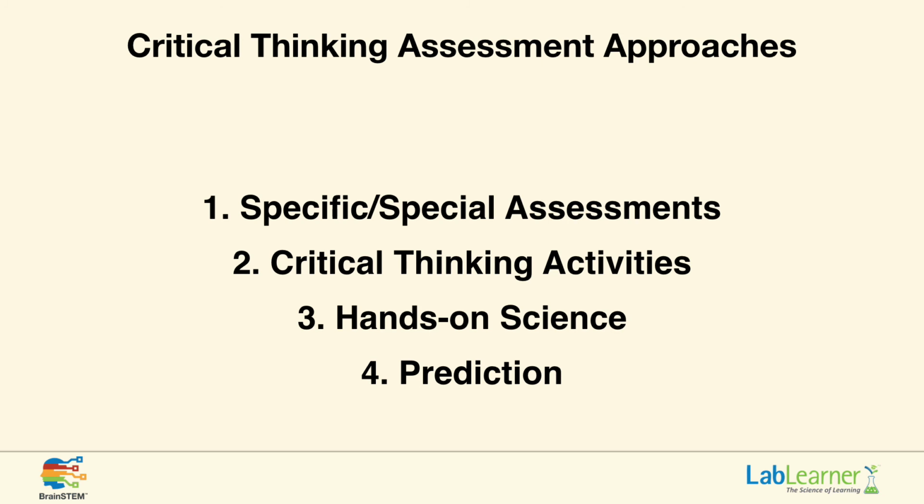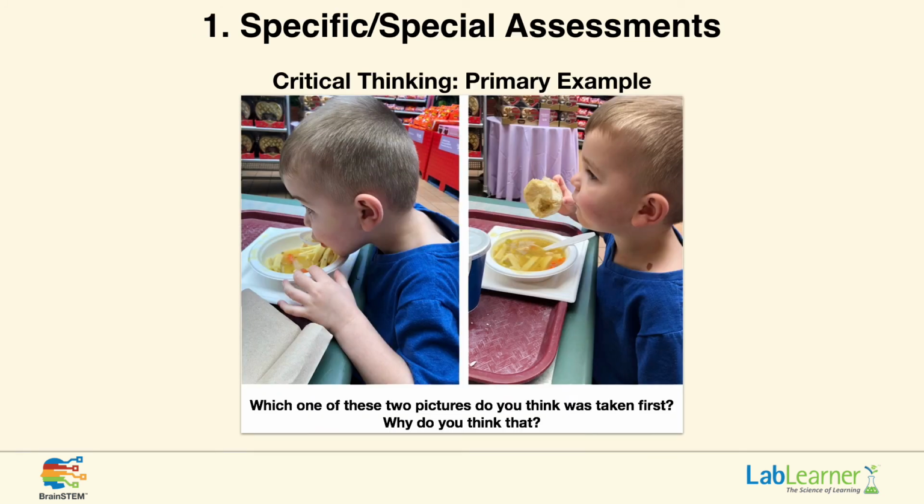So let's go with specific assessments first. And here's an assessment. So in other words, this is an assessment in critical thinking. And this is an example for primary students, very young students, kindergarten, first grade, second grade maybe. And the idea here is you have two pictures, and the question asks, which one of these two pictures do you think was taken first? And why do you think that? So this may actually be given to students that cannot read the question themselves.